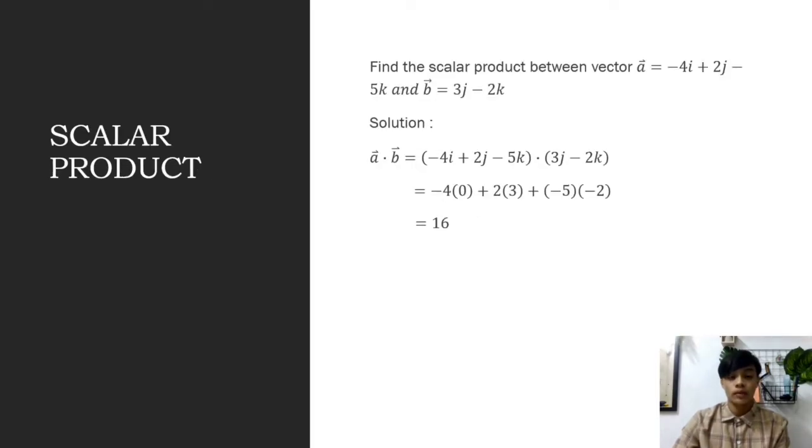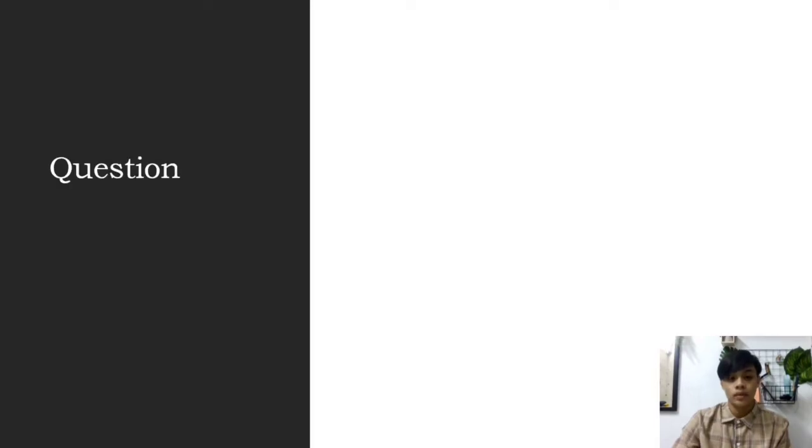Next is scalar product. Find the scalar product between vector A equals 4i plus 2j minus 5k and B equals 3j minus 2k. The solution is A dot B equals negative 4i plus 2j minus 5k dot 3j minus 2k, which equals 4 multiply 0 plus 2 multiply 3 plus negative 5 multiply negative 2, and the answer is 19. So this is an example question for scalar product.